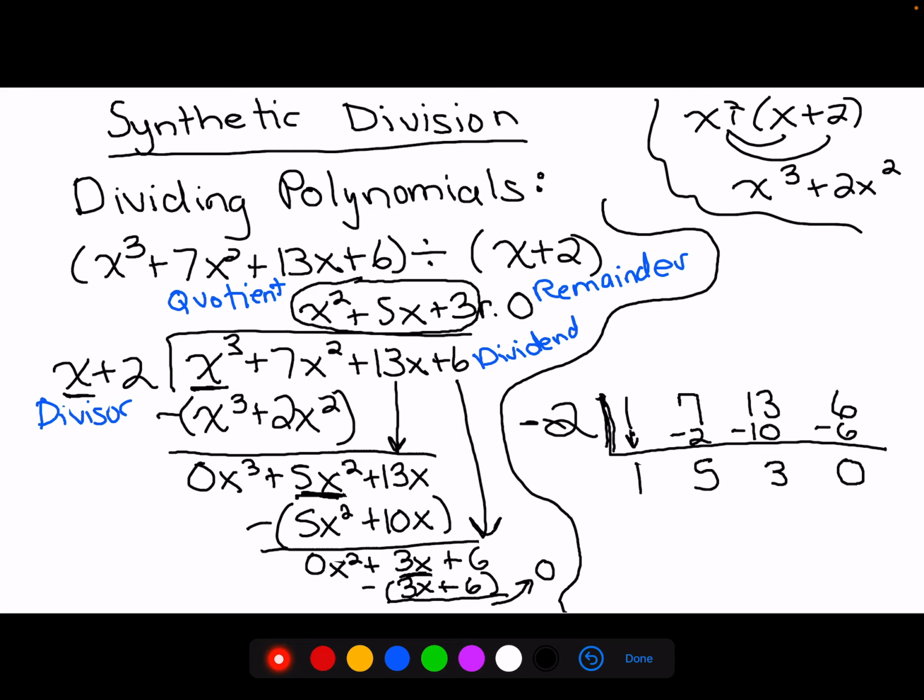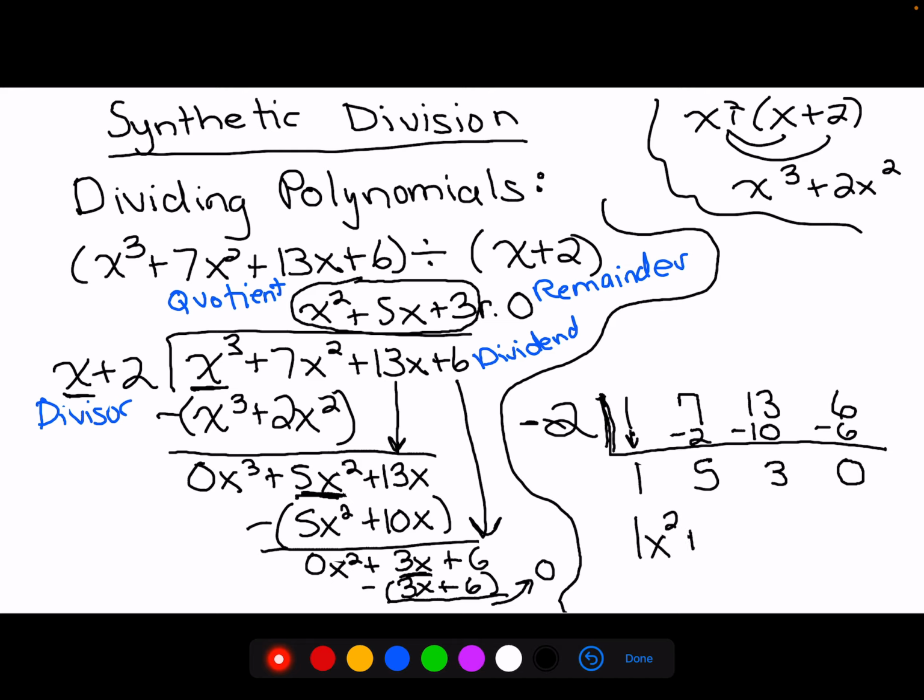With synthetic division, your first term is always going to be a degree 1 less than the dividend's first term. So like in our dividend, we had x cubed plus 7x squared plus 13x plus 6. Our quotient isn't going to start with an x cubed, but rather it's going to start with an x squared. So we have a 1x squared, and then it just counts down with the degrees from there.